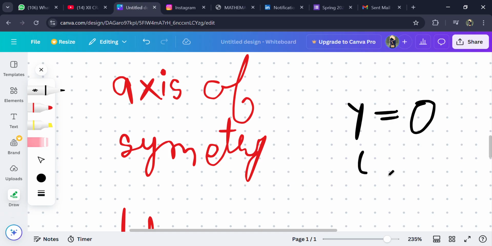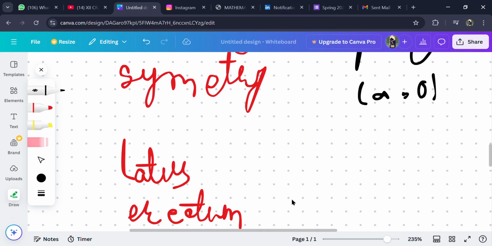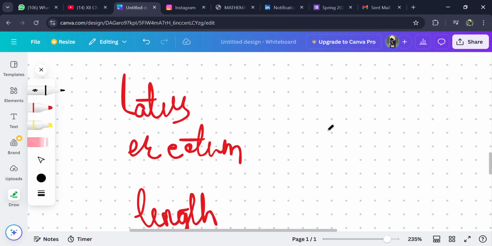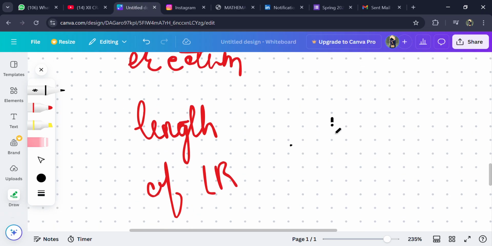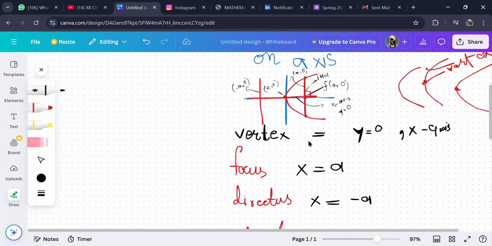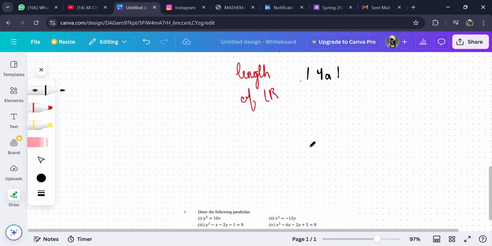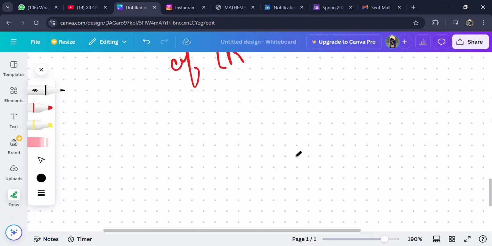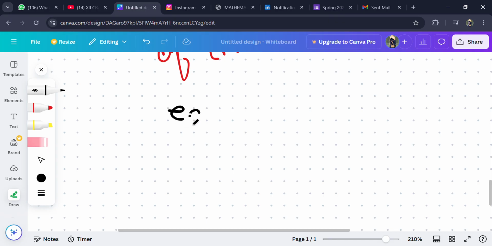And axis of symmetry would be somehow this. Then the latus rectum was also x equal to a. Then again the length of the latus rectum was 4 times a, in modulus. So this is how we find out all the things. Now one of the important components is the equation of parabola.